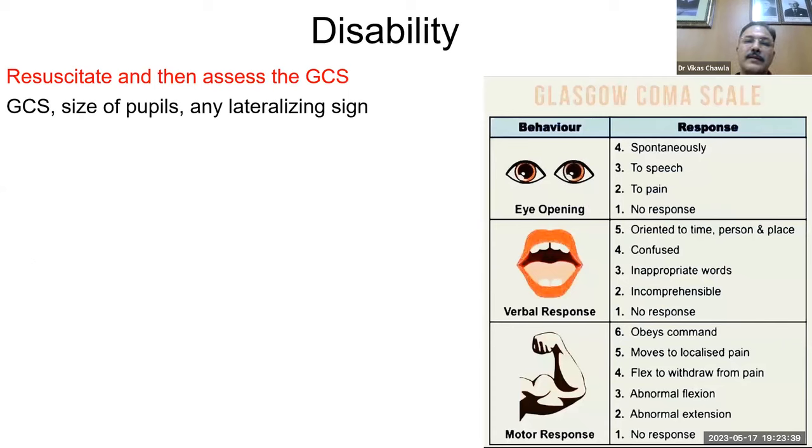What about the disability? The disability in trauma is never the disability we know of that is orthopedic disability. It's a neurological disability. So we resuscitate and then assess the GCS of the patient. At the same time, we look for lateralizing signs and the size of the pupils.